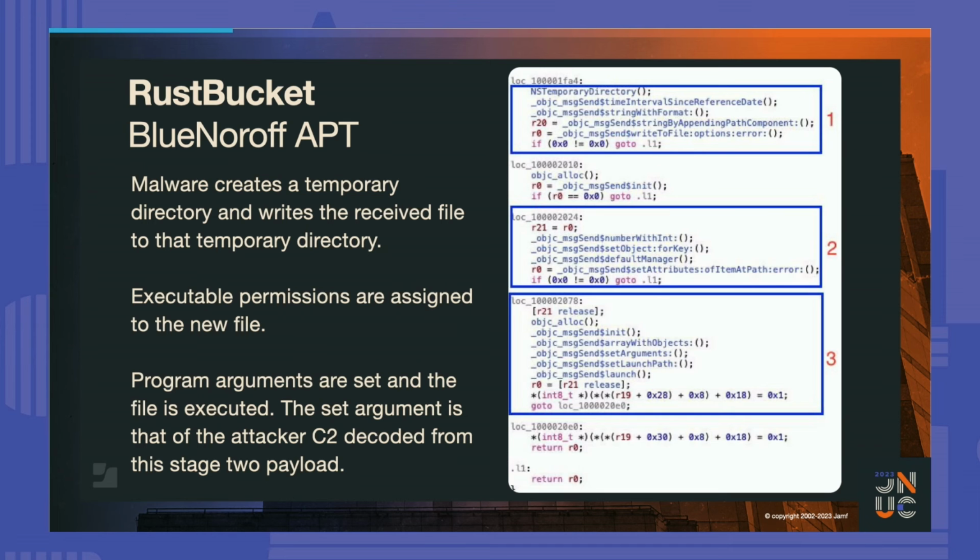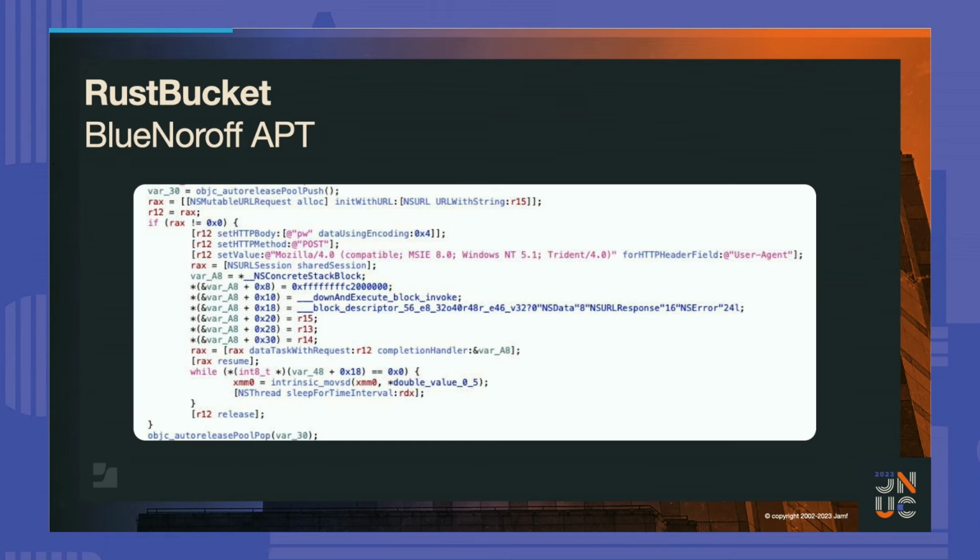So we didn't give up here. We can take a look, and even though we can't get the third stage yet, we know it creates a temporary directory, receives a file, writes the file to that temporary directory, gives it execute permissions, and then the program arguments are set, and the file is executed. We determined that just based on analyzing the second stage.